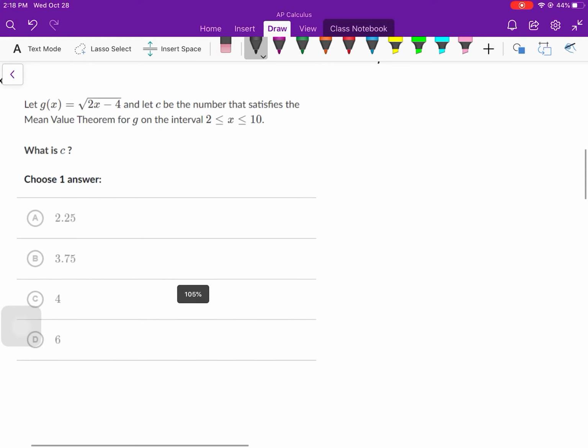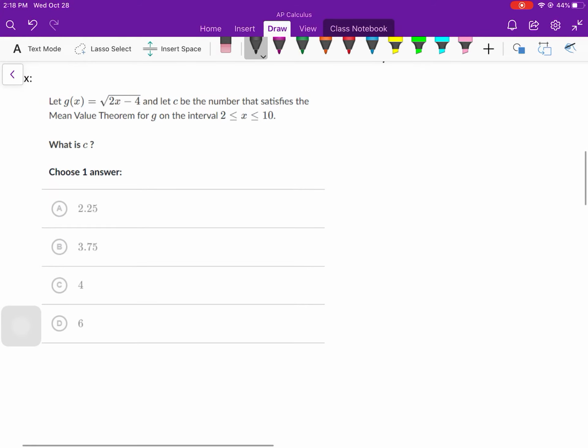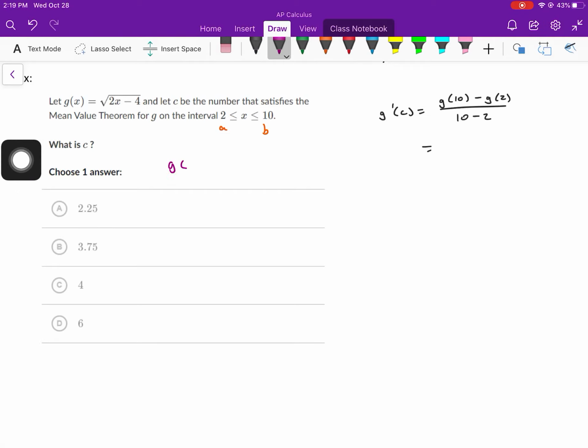All right, let's take a look at one that's a little bit more difficult. Still the same process though. So we're going to do f prime of c equals, and we have our a and b right here, equals f of 10 minus f of 2 over 10 minus 2. So what is f of 10? Let's start with that. So g of 10, or I should be using g, because this is using g of x instead. Not a big deal. But it's just called g of x here, so that's why I want to call it g to be a little bit consistent.